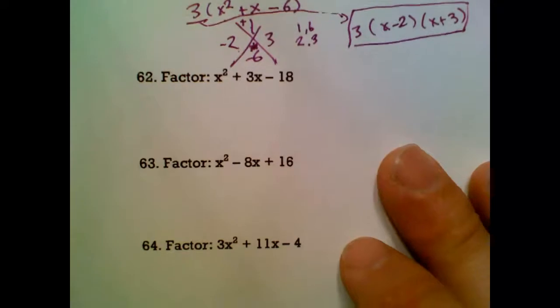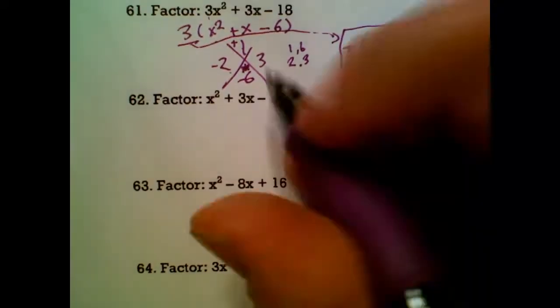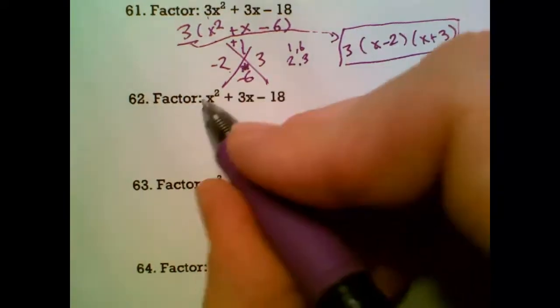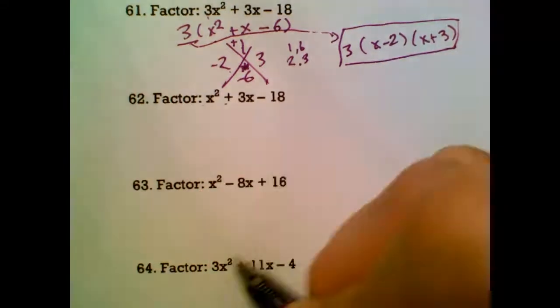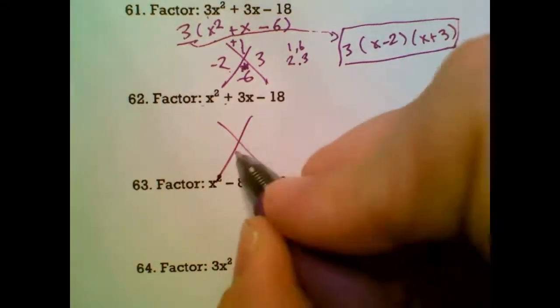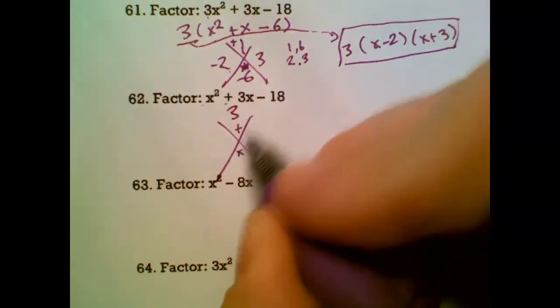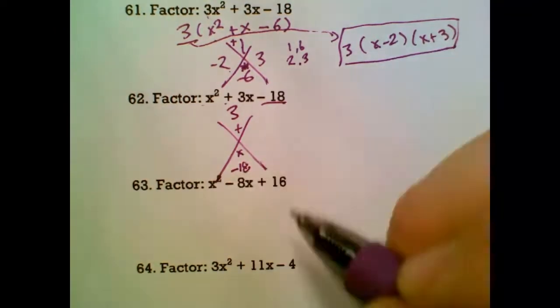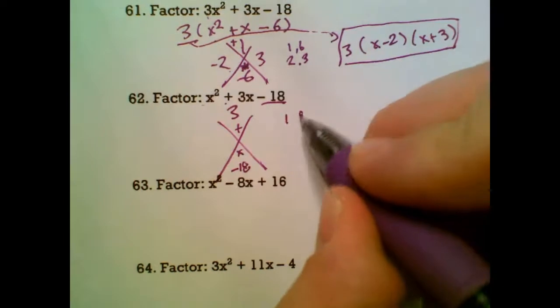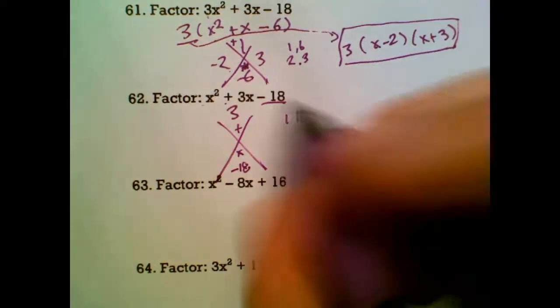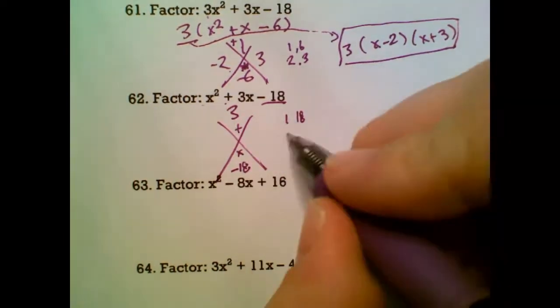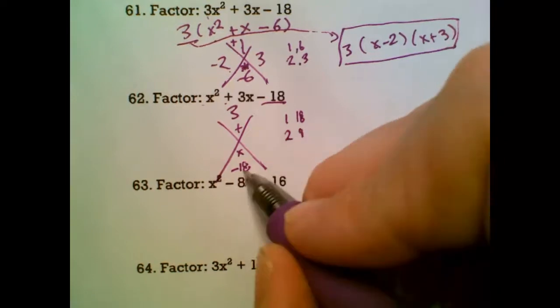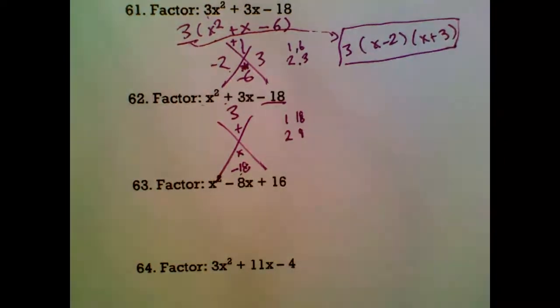Moving on to number 62. I got x squared plus 3x minus 18. Looks like there's nothing you could factor out of each of these, so I'll just go straight to this. Multiplication, addition, we'll put the 3 on top, and negative 18 on the bottom. What times what is negative 18 that add to 3? Well, we'll start with 1 and 18. We know that multiplies to that, but that doesn't give you 3 when you add them together. Let's do 2 and 9. 2 times 9 is 18. That doesn't add together to be 3.